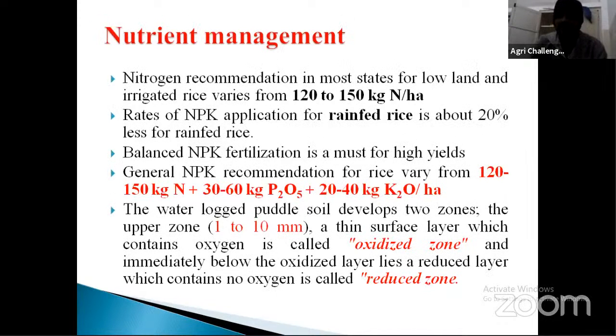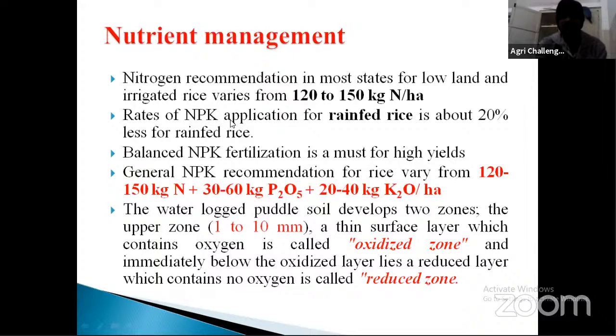Next one is nutrient management. Nitrogen is very important for the rice crop. There should always be an optimal nitrogen level for getting high yield in the rice crop. Nitrogen recommendation for lowland and irrigated rice in most of the states is 120 to 150 kg nitrogen per hectare. Rice generally prefers ammoniacal nitrogen, but most of the remaining crops prefer the nitrate form of nitrogen. In nitrogen, two forms are there: ammoniacal nitrogen and nitrate nitrogen. Lowland rice prefers ammoniacal nitrogen.